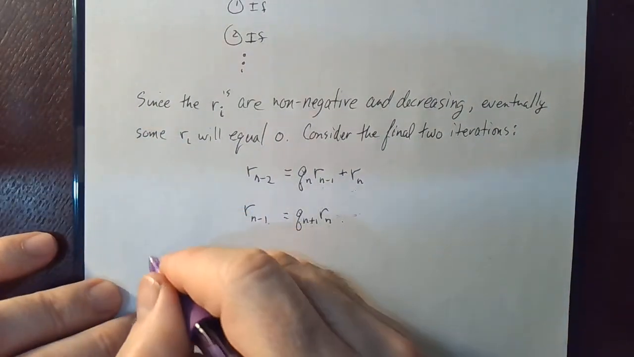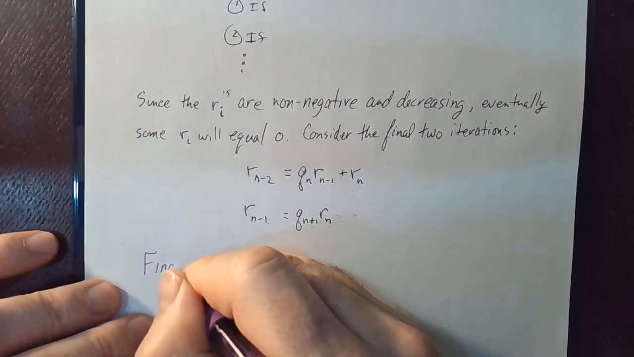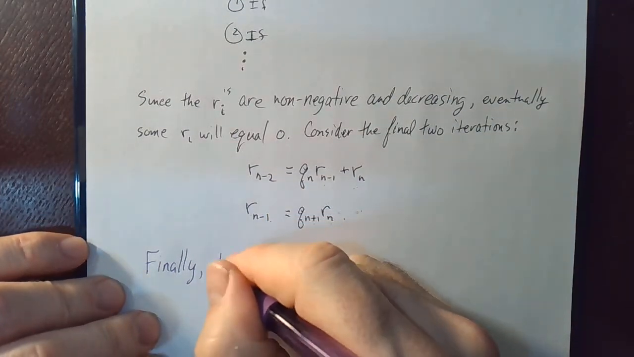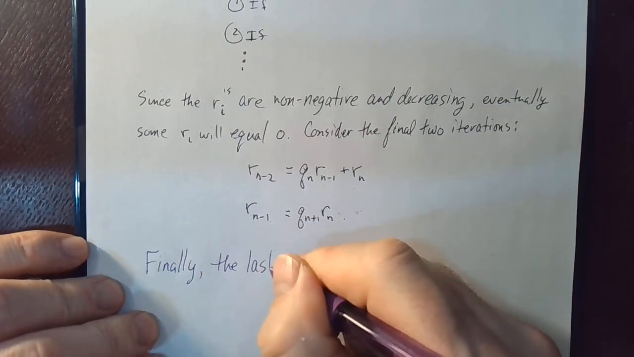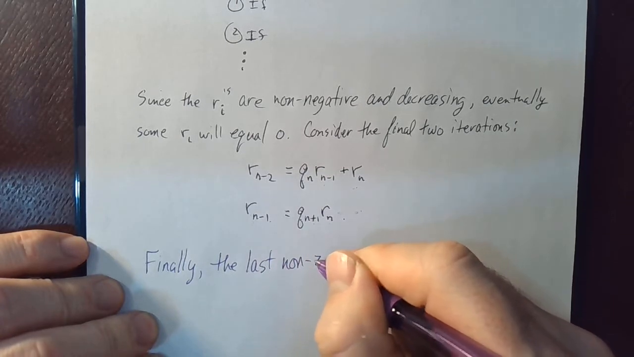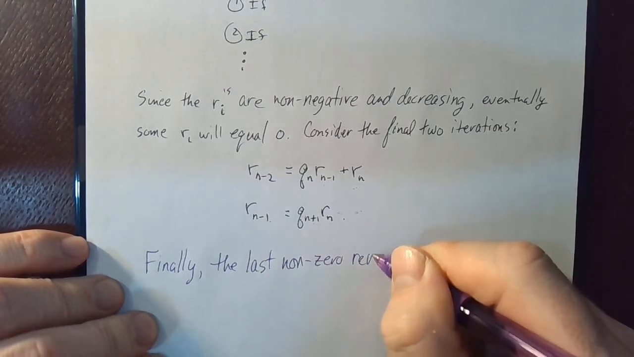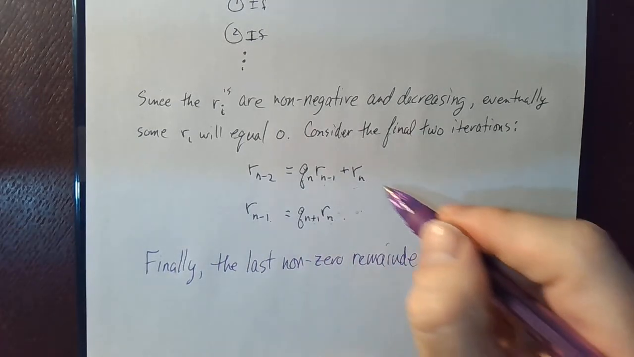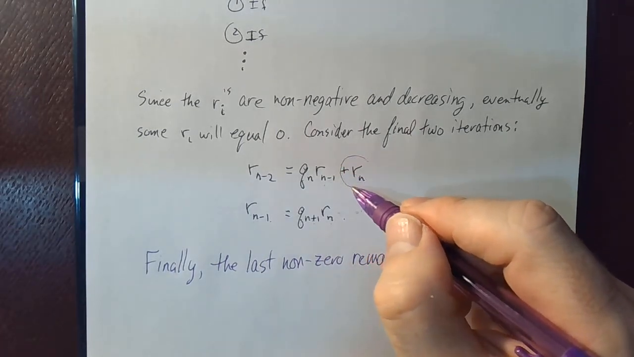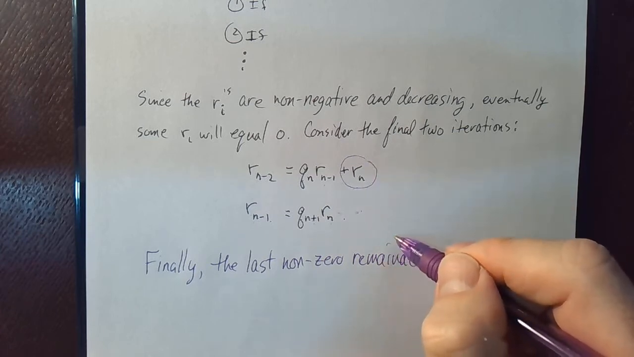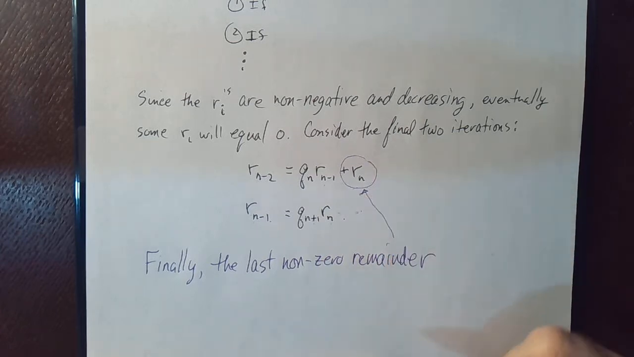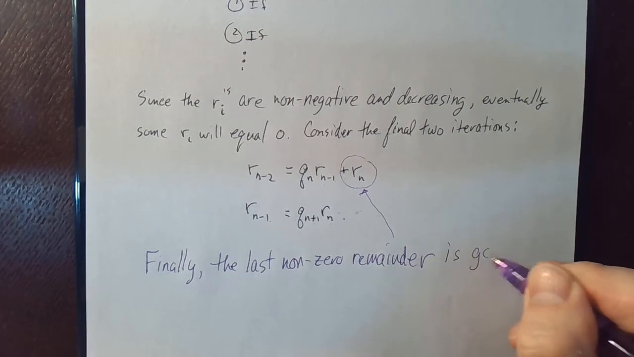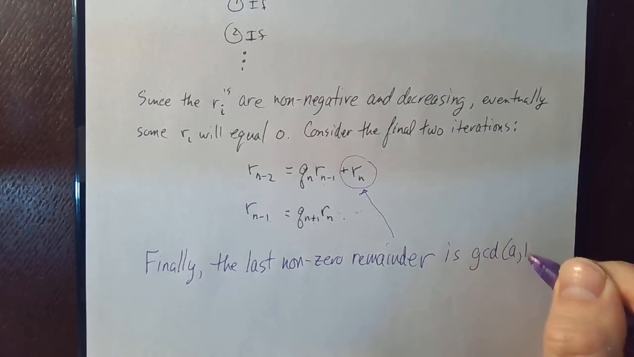And finally, the last non-zero remainder, which I'm going to go ahead and circle and maybe put an arrow up there, is the greatest common divisor of a and b.